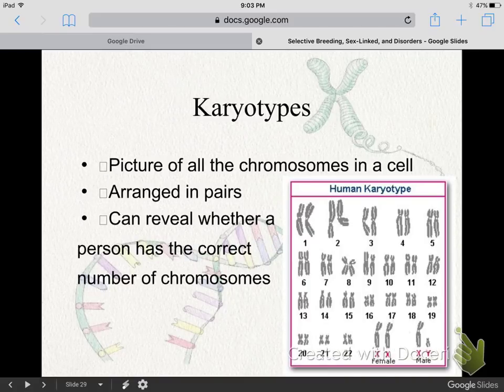We talked about how doctors can now use something called karyotypes to help figure out if a specific disorder is being passed on. And what a karyotype is, it's a picture of all of your chromosomes in a cell. All right? They're arranged in pairs because you get one from mom, one from dad. And it can reveal whether a person has the correct number of chromosomes. So the karyotype in this specific cell shows that organism would be normal because there's not an extra copy of any chromosomes and there are no chromosomes that are missing.